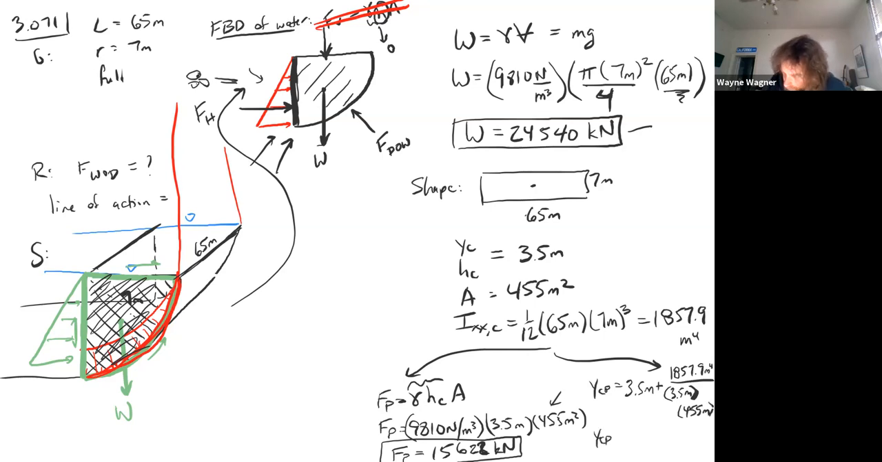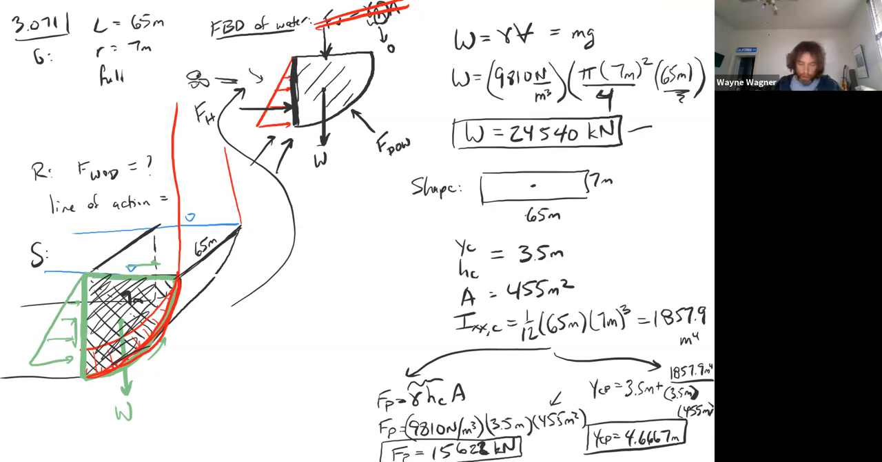Okay, so YCP equals, let's see, 1857.9 divided by 3.5 times 455, close parentheses, plus 3.5 equals 4.6667. My guess is that if there wasn't any rounding in this, it would have come out to a nice pretty 4 2/3, but there is a rounding in there, so it actually did not come out perfect.